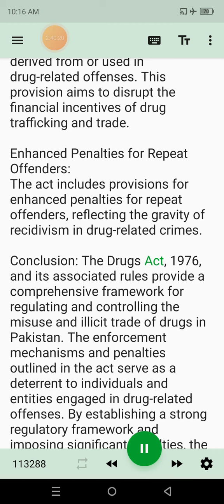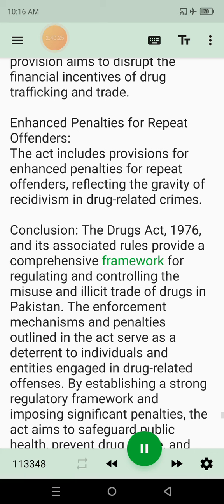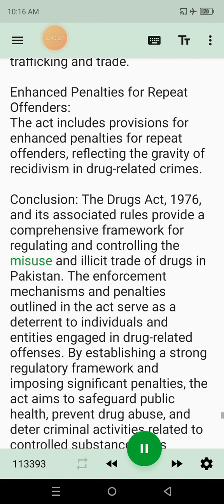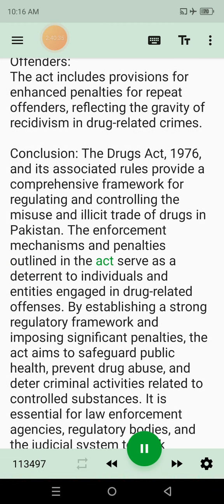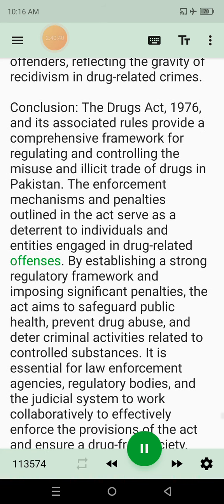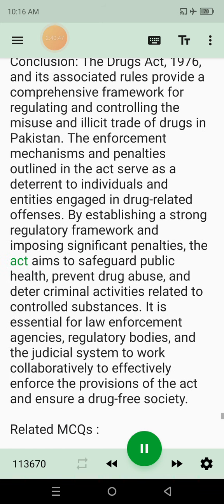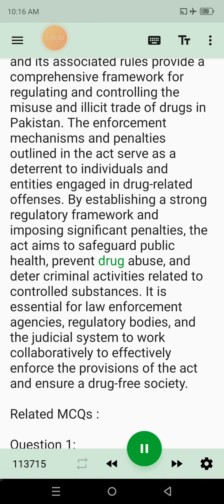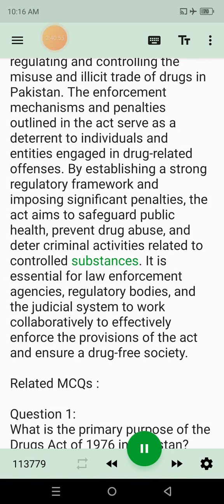Conclusion. The Drugs Act, 1976, and its associated rules provide a comprehensive framework for regulating and controlling the misuse and illicit trade of drugs in Pakistan. The enforcement mechanisms and penalties outlined in the Act serve as a deterrent to individuals and entities engaged in drug-related offenses. By establishing a strong regulatory framework and imposing significant penalties, the Act aims to safeguard public health, prevent drug abuse, and deter criminal activities related to controlled substances.